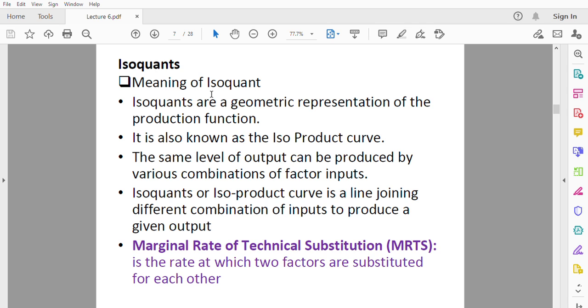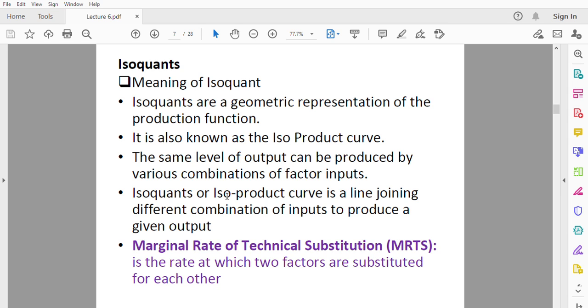So an isoquant is different combinations of inputs to produce the same quantity of output. That is an isoquant. So the same level of output can be produced by various combinations of factor inputs. So far as the same level of output is produced, no matter the number of labor, the number of capital used, different combinations of these inputs, if they produce the same level of output, the result is an isoquant.